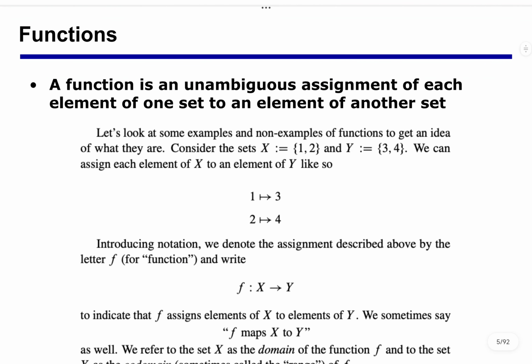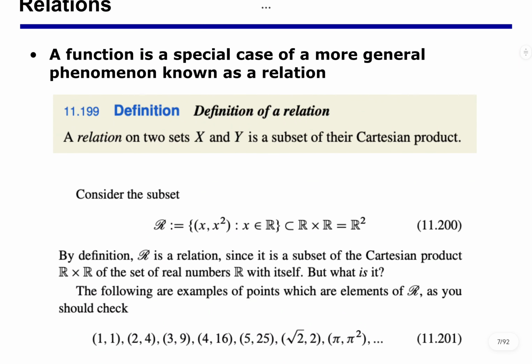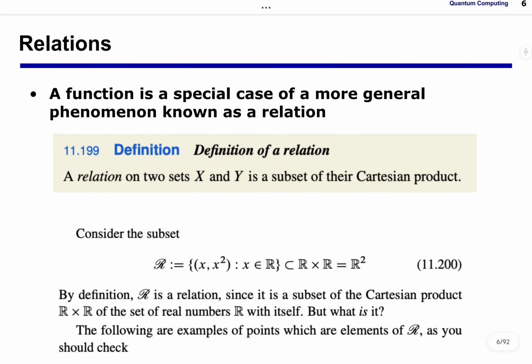A function is an unambiguous assignment of each element of one set to an element of another set. A relation on two sets X and Y is a subset of the Cartesian product. I can't guarantee the quality, but I think this content is one of the most important in my video.